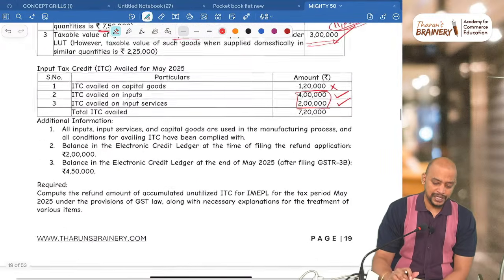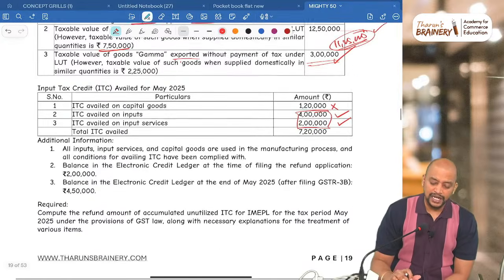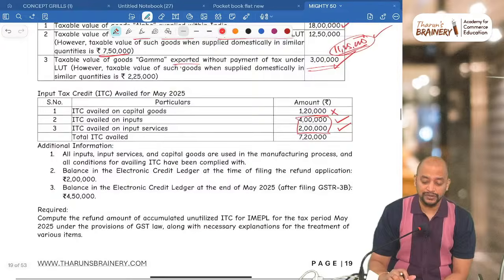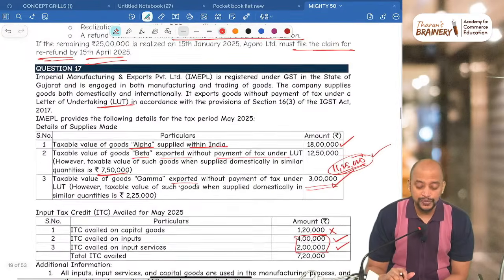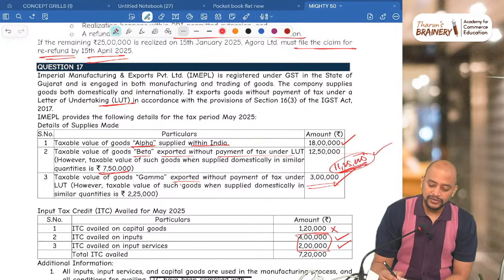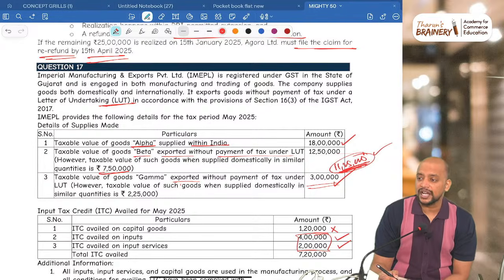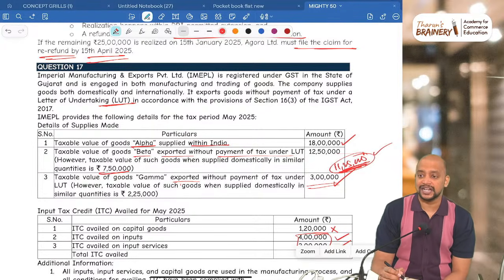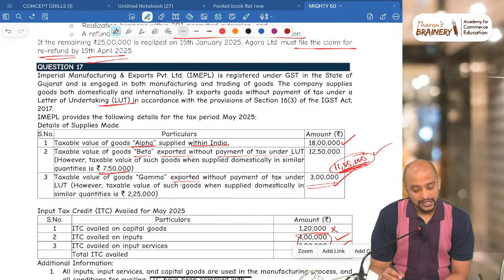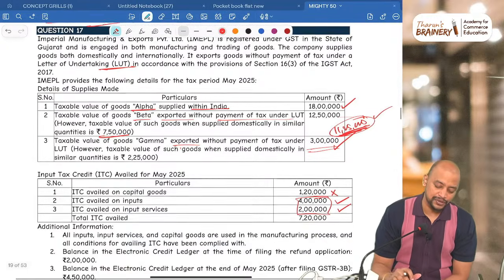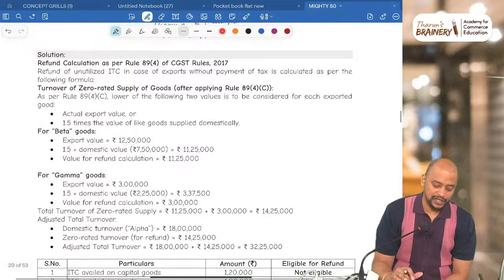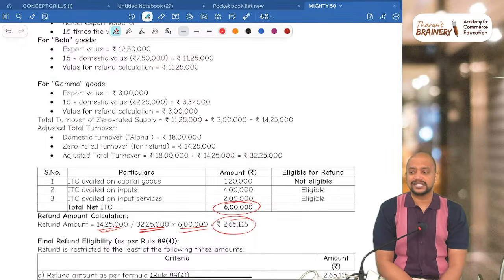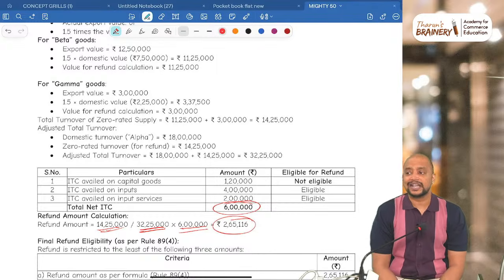What is the zero rated turnover? 14 lakh 25,000 is the zero rated turnover, divided by adjusted turnover. Numerator and denominator should be matching, which means that when you take in numerator 11 lakh, denominator should also be 11 lakh 25,000. Got it? So 18 lakhs plus 11 lakh 25,000 plus 3 lakhs. For denominator don't take 12 lakh 50. For denominator also you should take 11 lakh 25,000 only. So 18 plus 11 lakh 25,000 plus 3 lakhs, the total will be 32 lakh 25,000. So 2 lakh 65,116 will be taken as the refund.